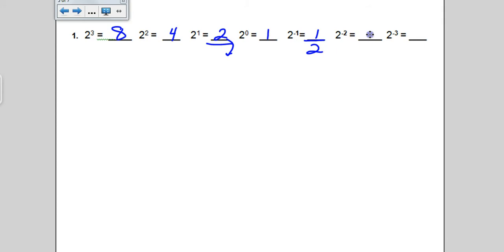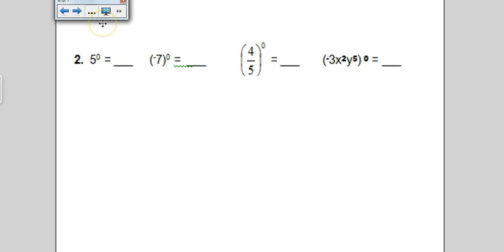Same thing with 2 to the negative 2. It's not a 4. I need to flip them to the bottom and make it 1 over 4. And then 2 to the negative 3 is not 8. It's going to be 1 over 8. So the rule there is that when you have a negative exponent, you need to flip that base to the other side of the fraction.